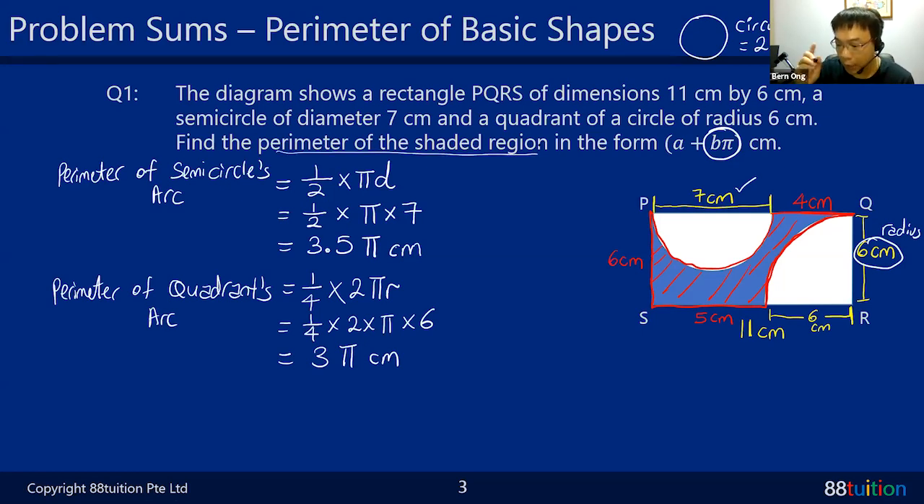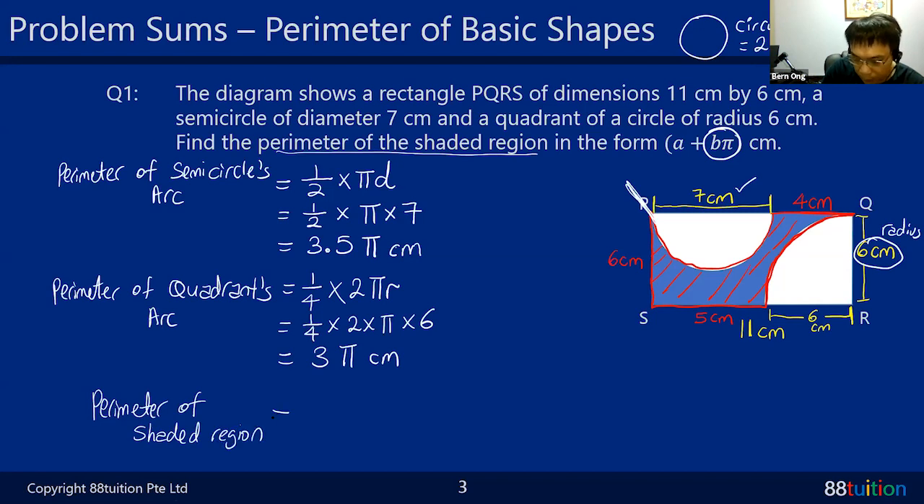So how? I will go in one direction. I'll start off with P down here. So I go by the arc first. Perimeter of shaded region, just give the teacher the heading, is equal to the arc, which is 3.5 pi, plus 4, plus the quadrant. The quadrant is the 3 pi, plus 5 plus 6. Can you see not?